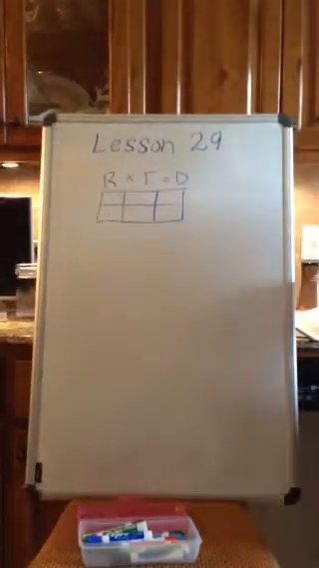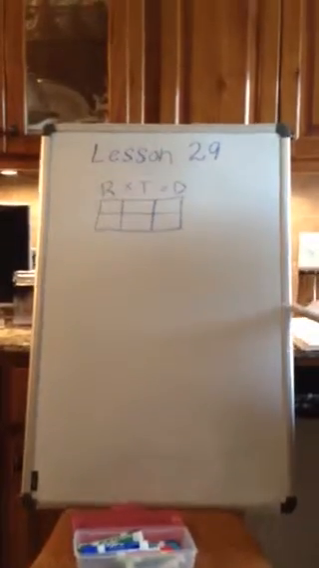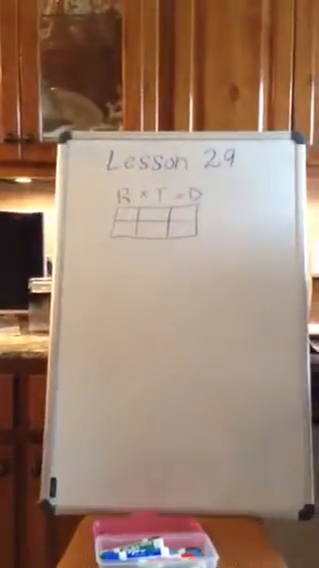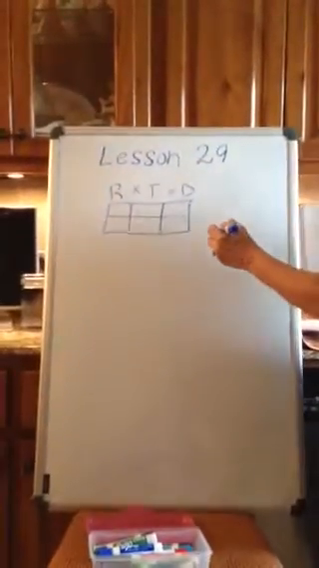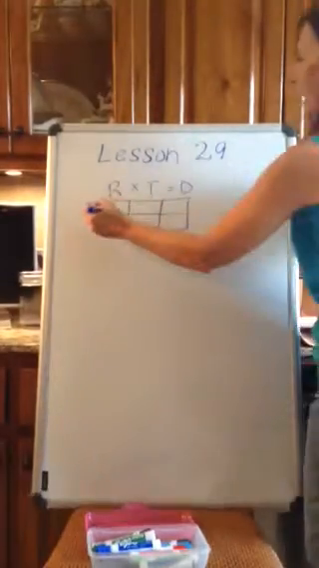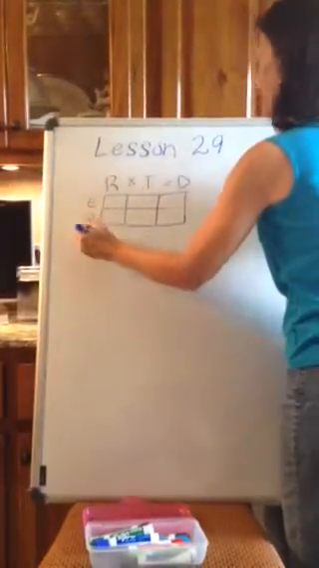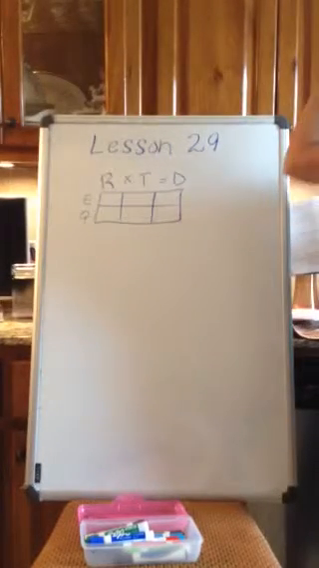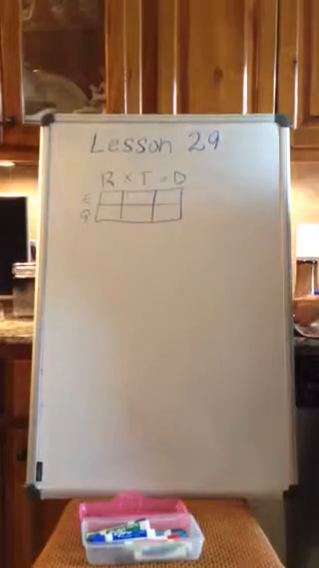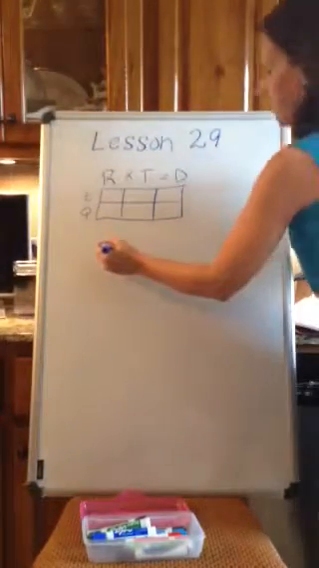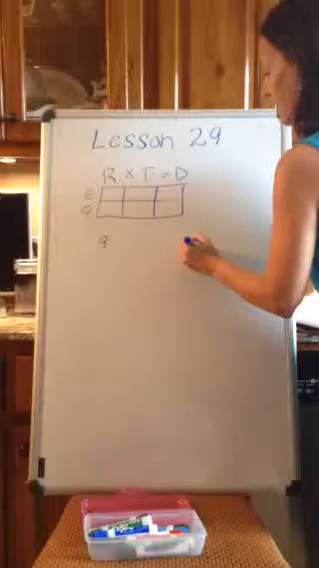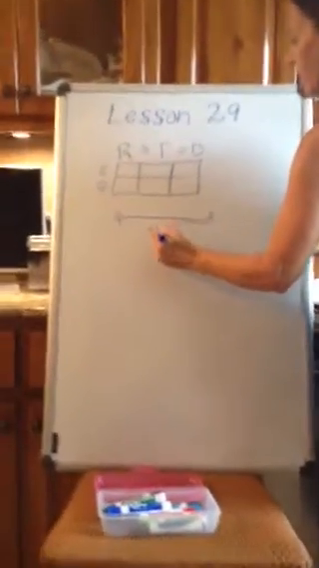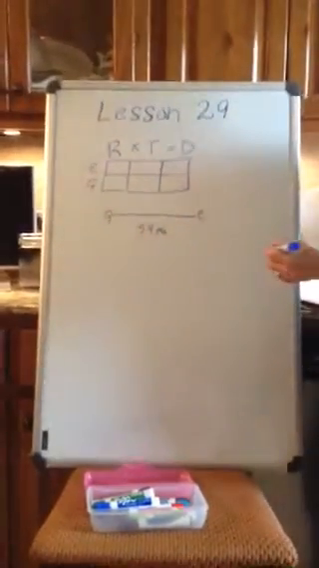Look at problem 29.2 on page 132. It reads, Edward and Queen Eleanor. So we have Edward and the Queen. They were 54 miles apart at dawn. So the Queen was here, Edward was here, and the distance between them was 54 miles.